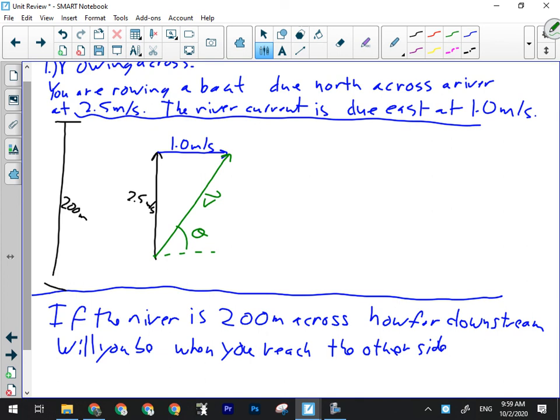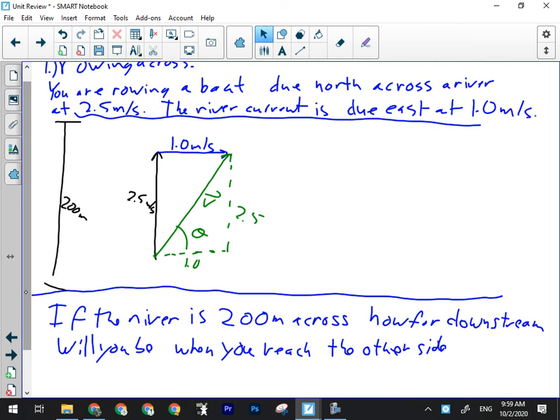Now, for me, I would probably just reverse this triangle. If I knew that it was looking for that, I'd just swap them out and go 1.0, 2.5, and calculate it that way. Or I could calculate the angle the other way and then go 90 minus that, and I would have the angle I was looking for, either way.